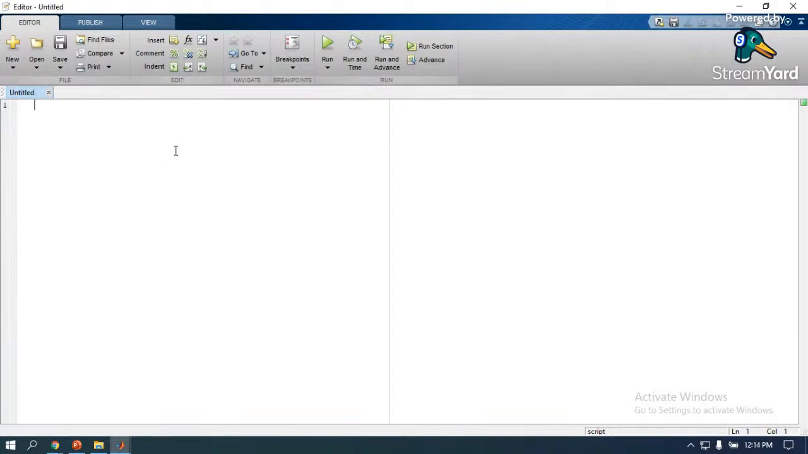Okay, I'll take a new script in MATLAB. First of all, I need to mention what is S, because MATLAB doesn't know that. S is an integral part of transfer function. So I'll write S is equal to TF of S.